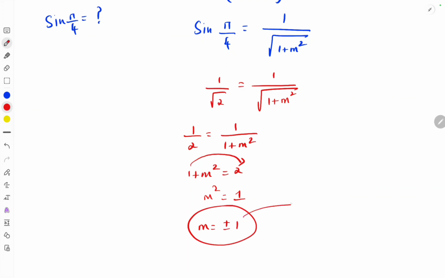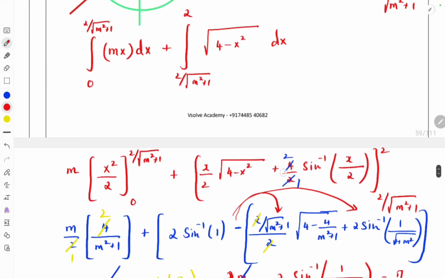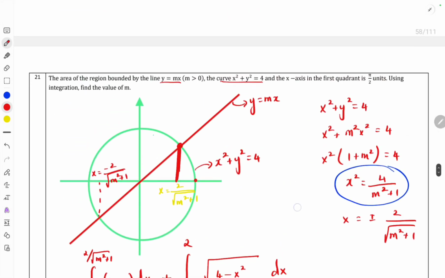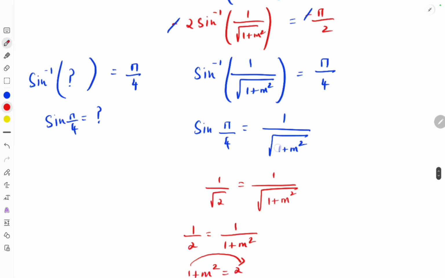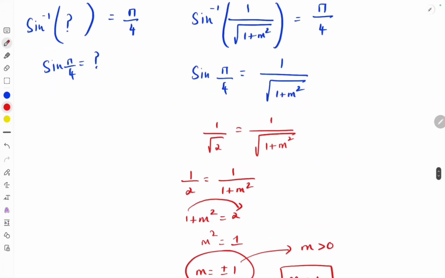So from here 1 plus m square equal to 2, so this will come here, m square will be equal to 2 minus 1, which is 1, so m will be equal to plus or minus 1. Since m is greater than 0, m will be equal to plus 1. So this will be the final answer, just we have to find the value of m here, so m will be equal to 1. If m is 1, then only this area will be equal to pi by 2. So from here we have completed this 21st question.